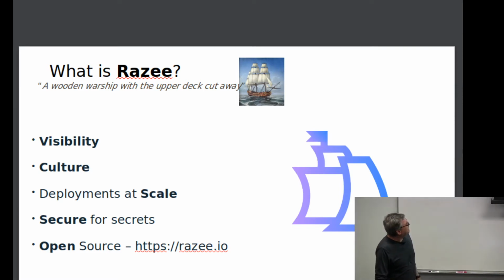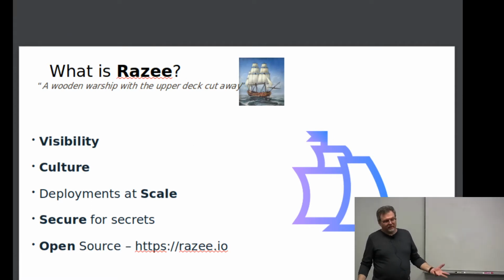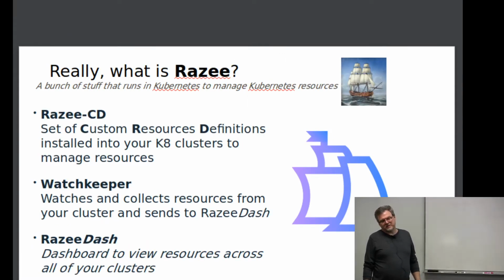All right, so RASI is comprised of three sections. The continuous delivery or operator pieces is a set of custom resources and controllers that we use to affect deployment onto our various clusters. Watchkeeper is how we gather data about what's running on that cluster. And RASI Dash is how we visualize that data.